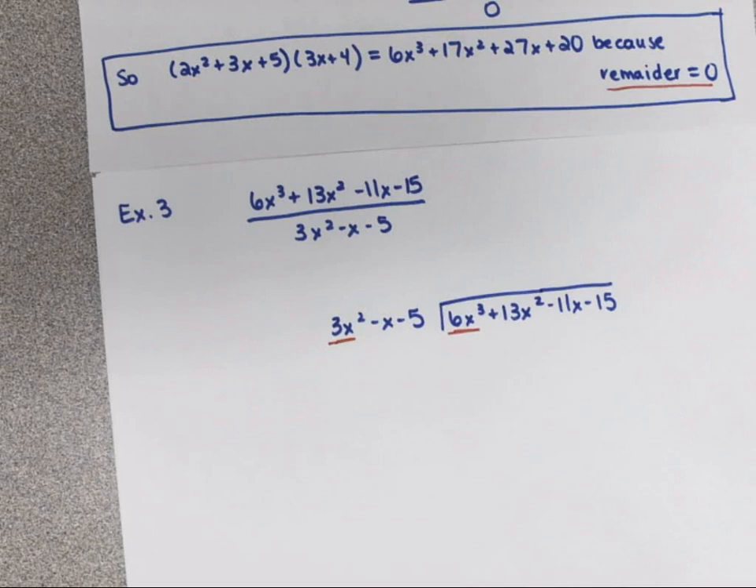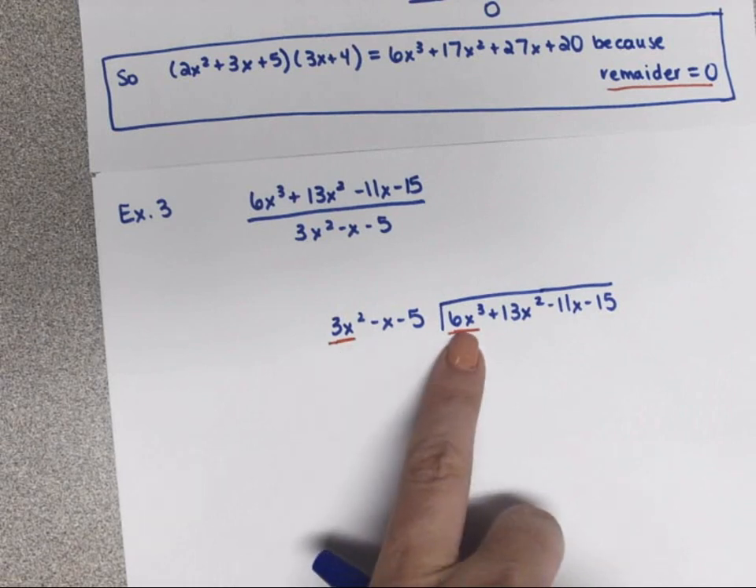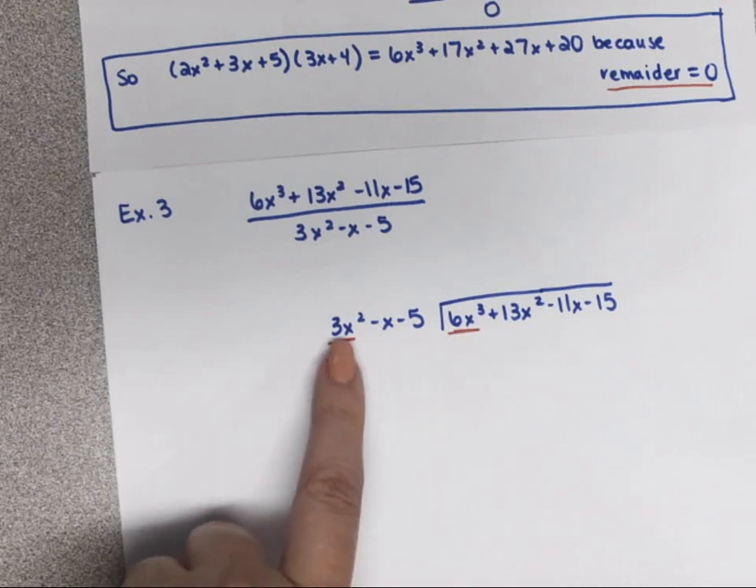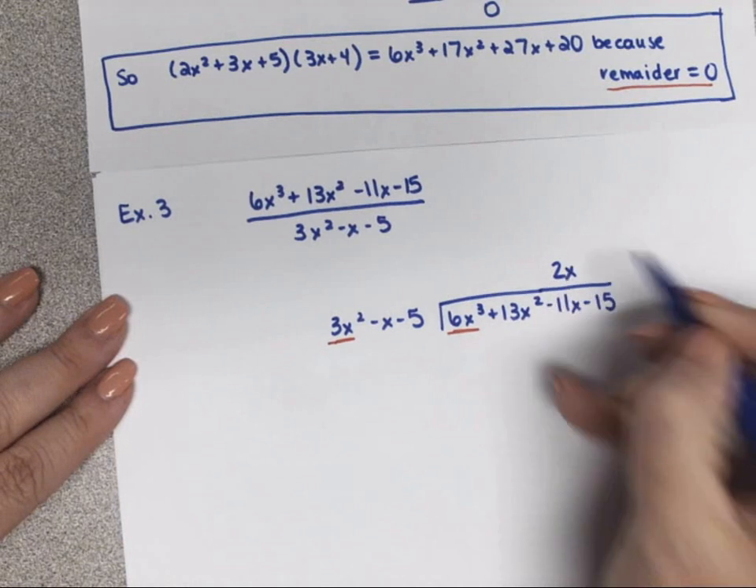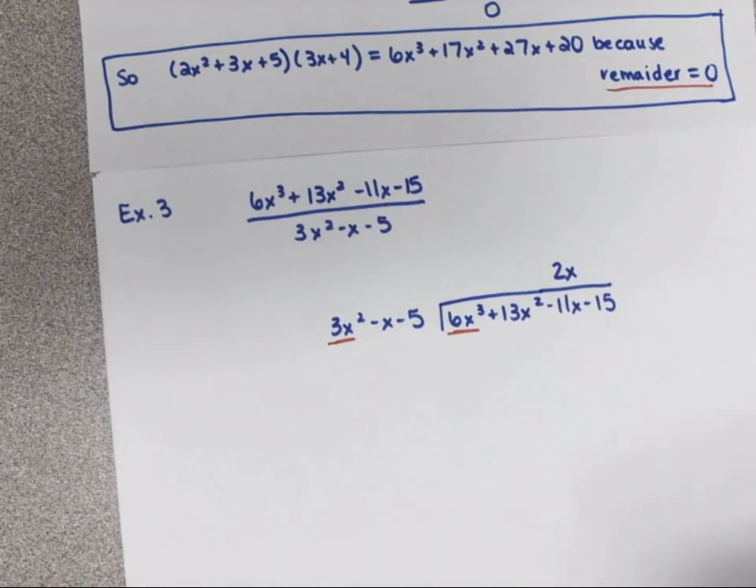Okay, so what's the question you ask yourself first? If I divide 3x squared out of 6x cubed. So let's do the numbers first. What's 6 divided by 3? 2. What's x cubed divided by x squared? X, right? So 2x, notice I'm placing it all the way over here, because I have to place like things together.